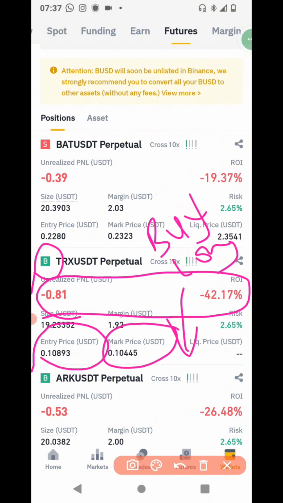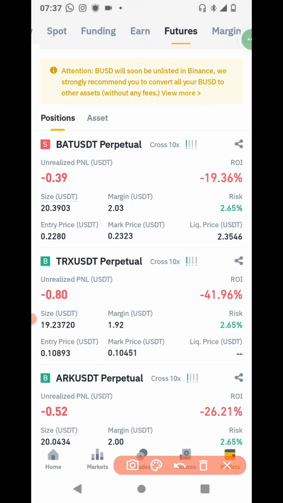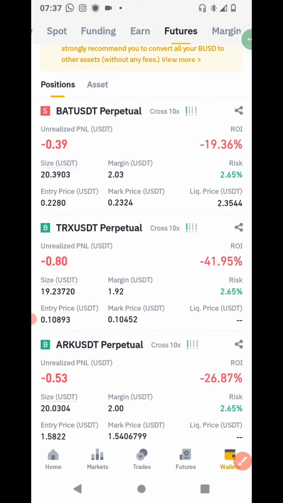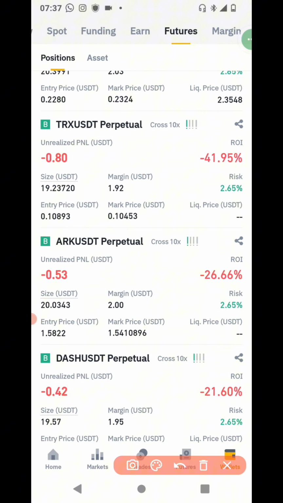So people that just see red and go into panic mode, no, this video is for you to understand exactly what is going on. This trade is very safe. Liquidation price is even unavailable. We don't know where it is. All right. Now, the same thing for this ARC USDT. Liquidation price is not even available. We cannot find it.